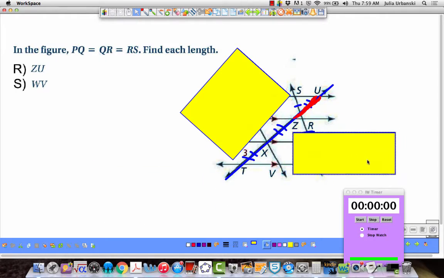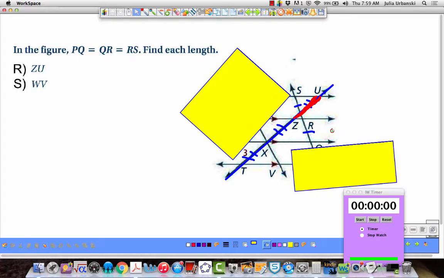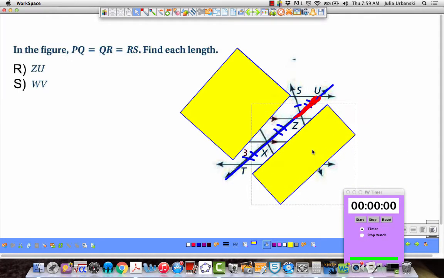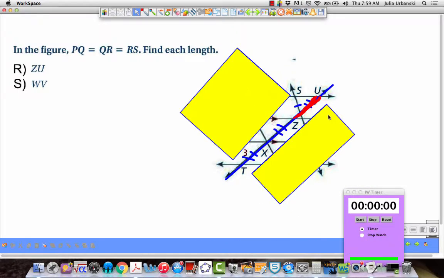3. That's right. Because once one transversal is cut out into equal pieces, then all of them are. So this transversal is broken up into 3 pieces, and this part of it equals 3. So all 3 of them have to be 3. 3 here, 3 here, and 3 here. So ZU is equal to 3.